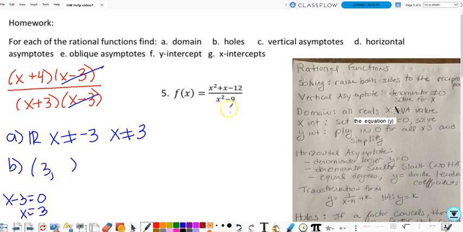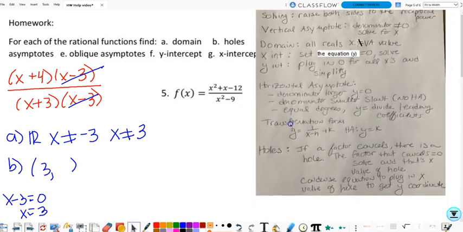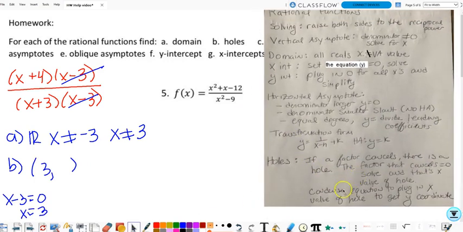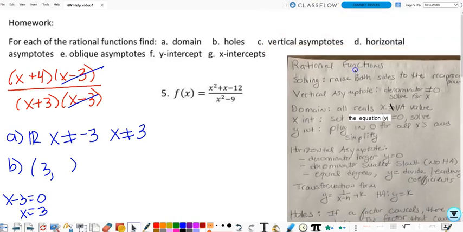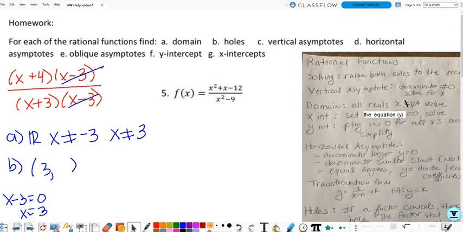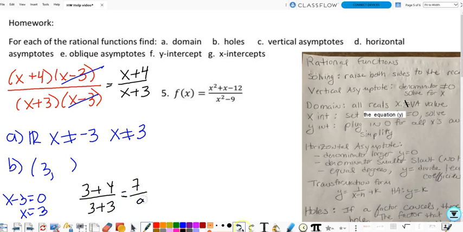To find the y coordinate, let's see, I don't remember. I come to my summary sheet, condense the equation, plug in x to find the y coordinate. Please make a summary sheet. Please, please. It will make this unit and studying for your tests so much easier. All right, we take 3 and plug it in. 3 plus 4, 3 plus 3, 7 over 6.